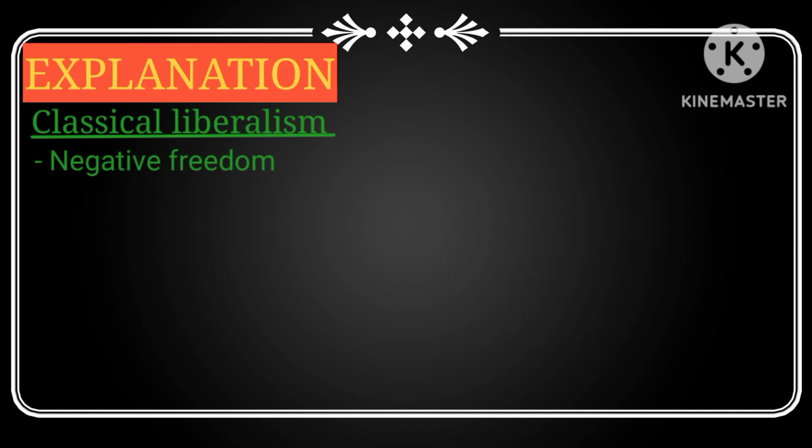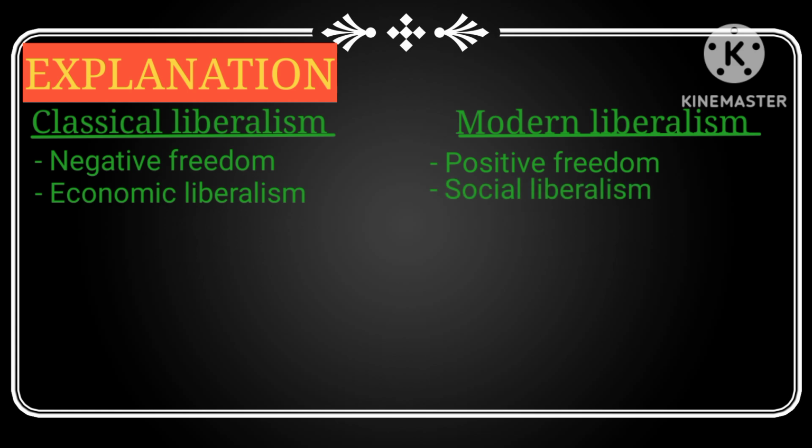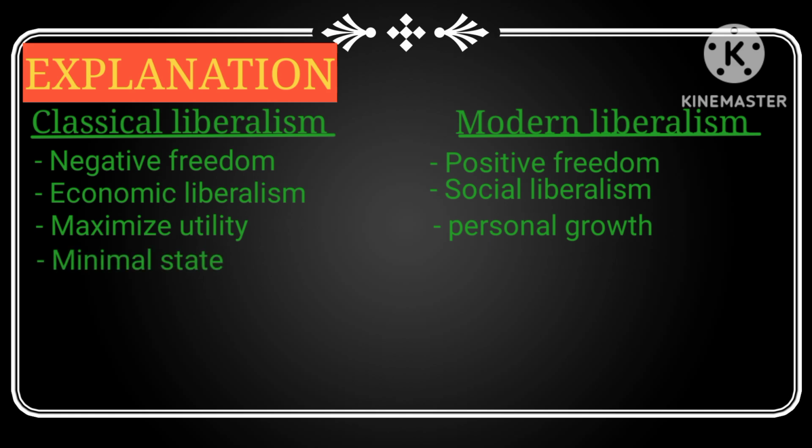Okay. So as you all know, classical liberalism believes in negative freedom, whereas modern liberalism believes in positive freedom. Classical liberalism believes in economic liberalism and modern liberalism believes in social liberalism. Classical liberalism believes in maximized utility and modern liberalism believes in personal growth. Classical liberalism believes in a minimal state, modern liberalism believes in an enabling state.